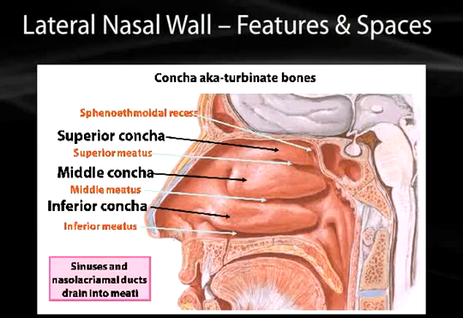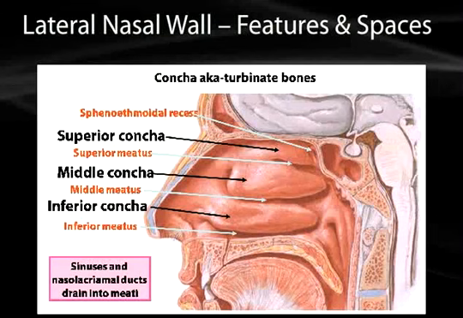Let's look at the other options in the nasal cavity. Here we see a lateral wall of the nasal cavity that has several features and spaces that we want to be aware of. First, it has a superior, middle, and inferior concha. Remember that the inferior concha is its own independent bone, whereas the superior ones are off of the ethmoid.